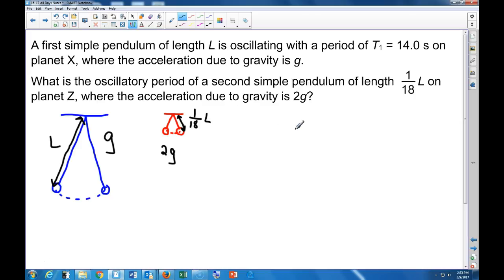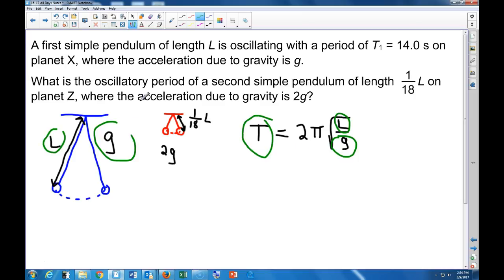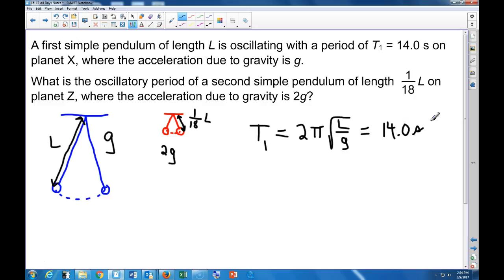Let me write the equation. The equation for the period of a simple pendulum is 2 pi radical L over g. When I plug in the L, that stands for this L. When I write the g, that's this g. So the T here is the period of this one in blue. What's that period value? It's T1, which equals 14 seconds. So what's T2 then?